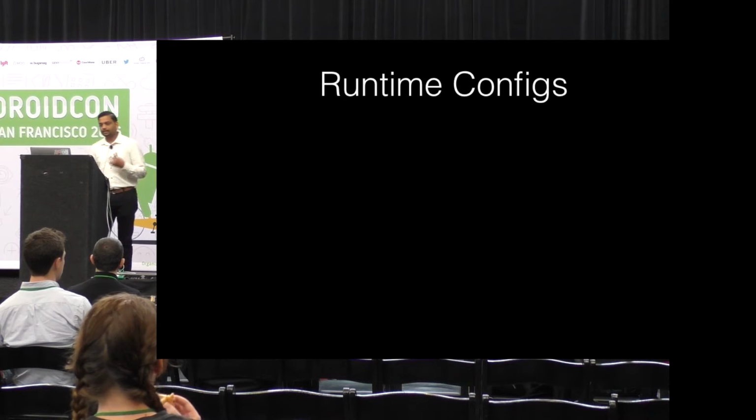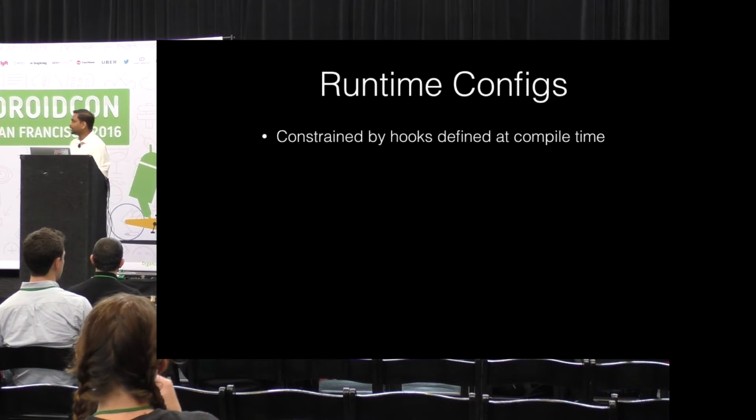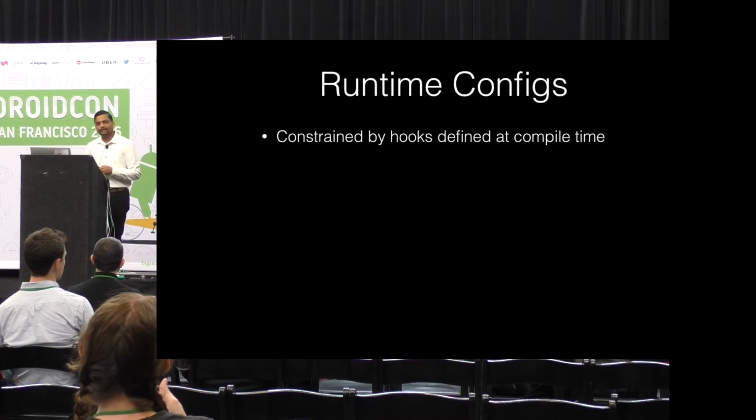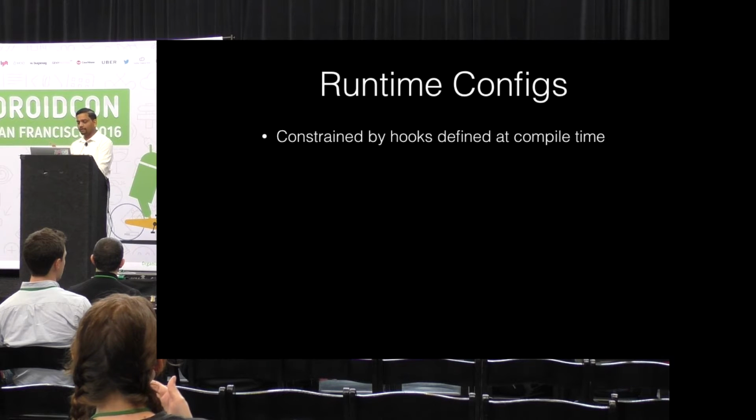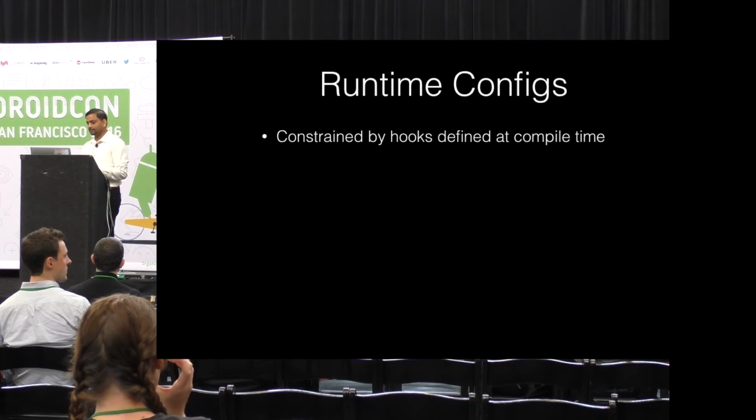Runtime configs, as I said, are the most commonly used option. Your server will probably send your protobuf data or your JSON data. On the client, you understand the keys, process the data, and update the UI. The challenge with runtime configs is that they are constrained by hooks which are defined at compile time. If you have a configuration which says this key is used to control the text size, you can only control the text size. You cannot control the background color, for example.